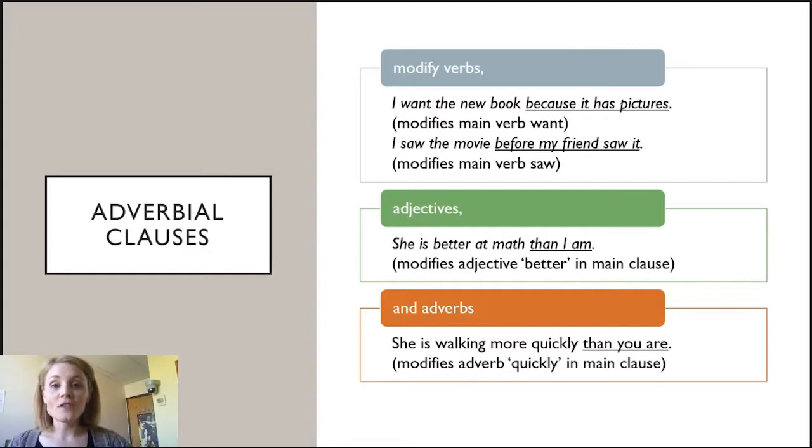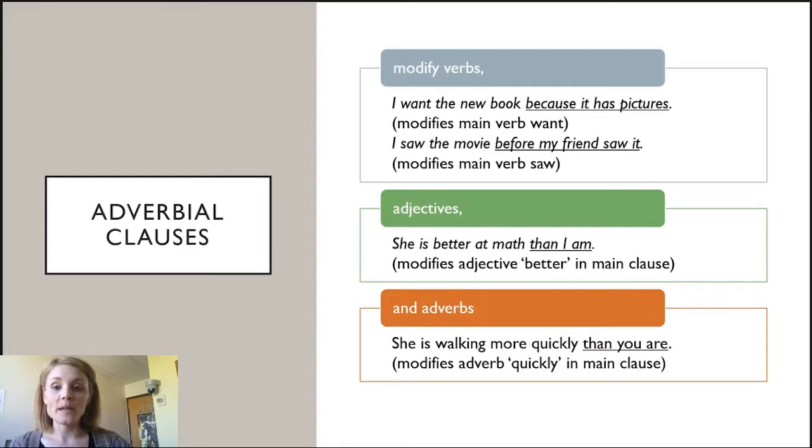All right, and then adverbial clauses can modify verbs, adjectives, and adverbs. So an example for an adverbial clause that modifies a verb would be, I want the new book because it has pictures. Because it has pictures is an adverbial clause that's modifying the verb want.